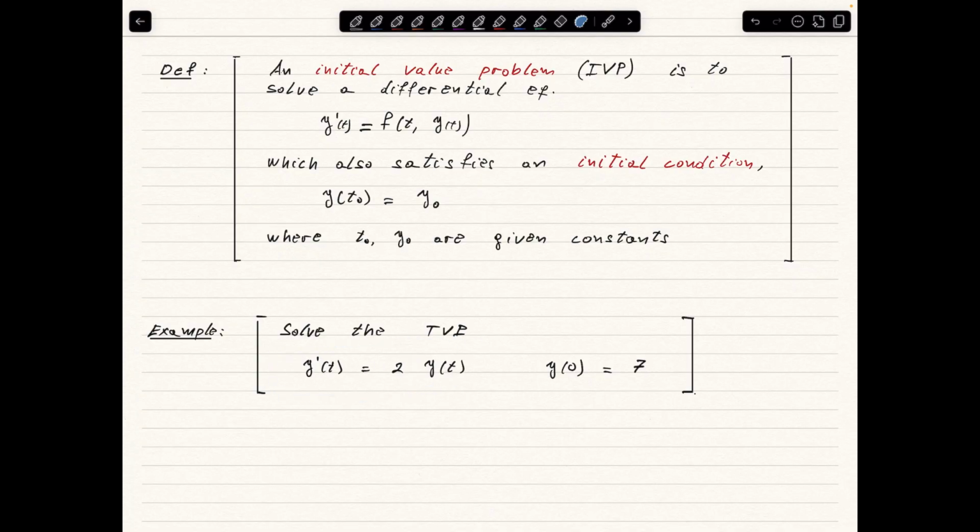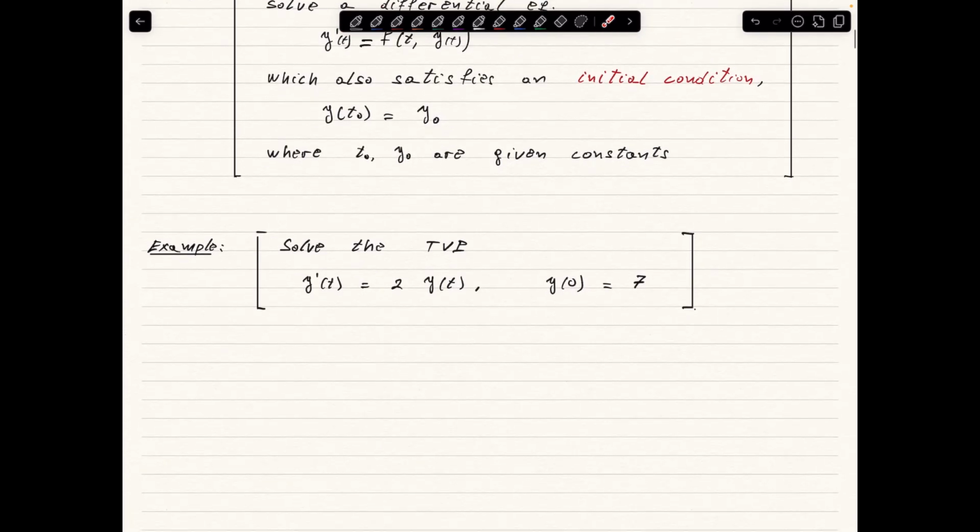An example of an initial value problem is: solve the initial value problem given by this differential equation, which is the equation we worked with before, but now we have an extra condition. From all the solutions, I want the solution that at time t equals 0 takes the value 7. So, how do we solve this initial value problem?